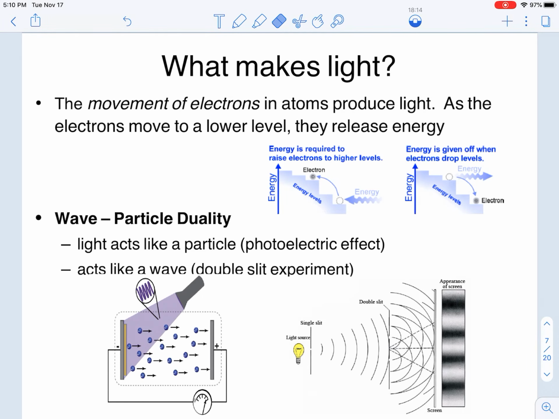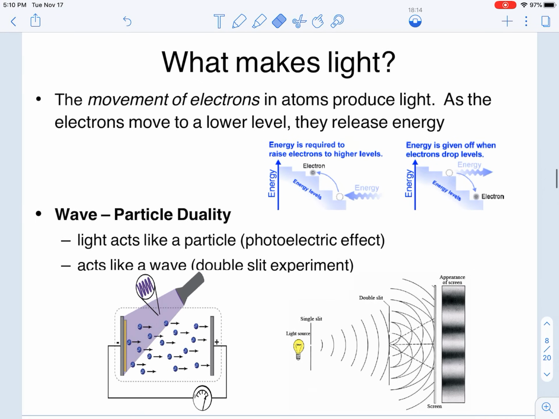Now, when you pull up this PowerPoint in Canvas, you will find that these two images here on the bottom of the screen are actually hyperlinked to two different videos. I would like for you to make time to go and watch those videos. The first video is over the photoelectric effect. So this image here on the left is an image of the photoelectric effect. Ideally, you learned about this in chemistry.